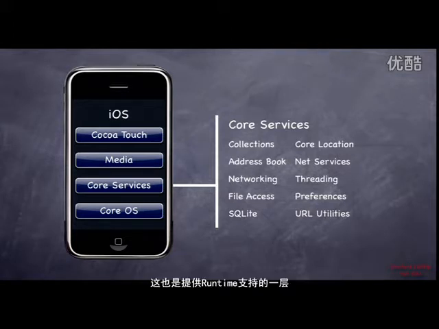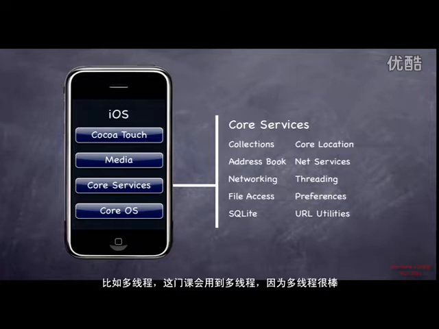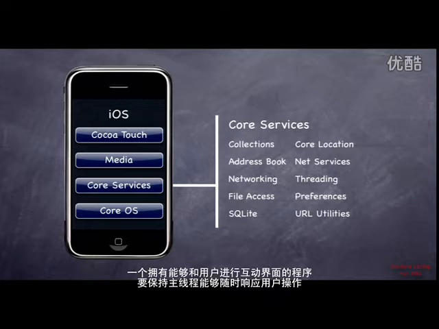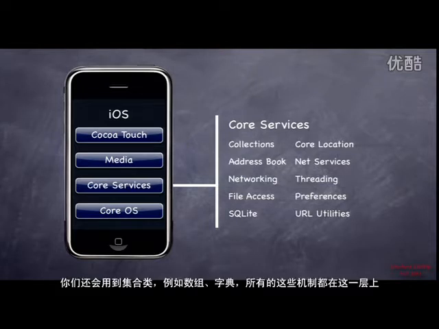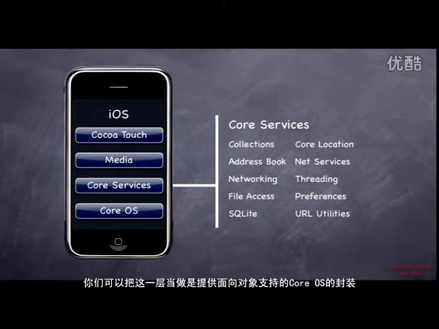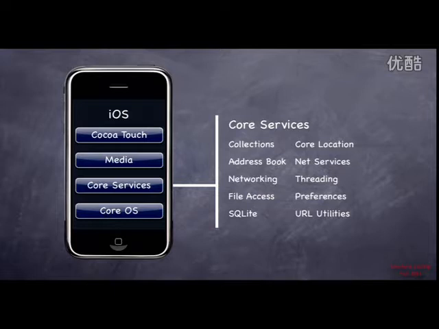This is also where we have some language runtime support for things like multi-threading, which we're going to do in this class, because a good interactive user interface program needs to use multiple threads, because you've got to keep that main thread that's interacting with the user free to be interacting with the user all the time. You're also going to have the collection classes here, like arrays and dictionaries, and all that kind of mechanism is all in this layer. So you can think of this as kind of a mostly object-oriented layer that's providing basic functionality and then covering that core OS.